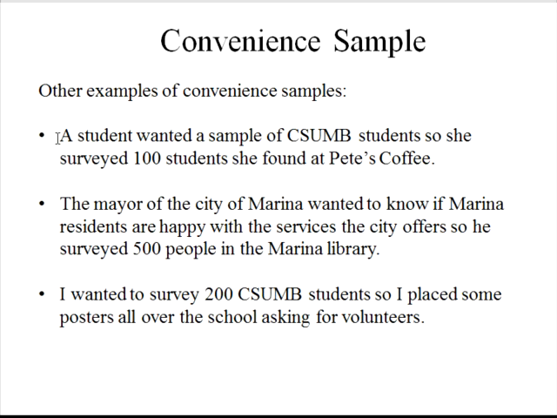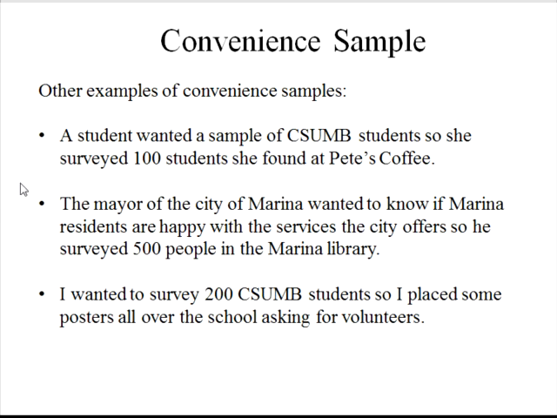So in one case, a student wanted to sample CSUMB students, right? So she surveyed 100 students she found at Pete's Coffee, right? She stood at Pete's Coffee and distributed surveys to 100 students. Now, that was convenient, right? But that sample was non-representative, right, of the entire population.